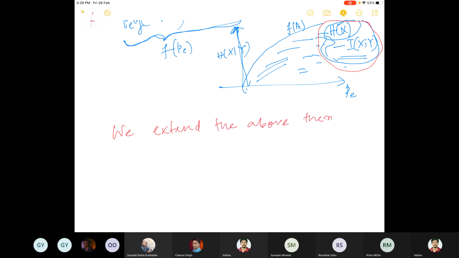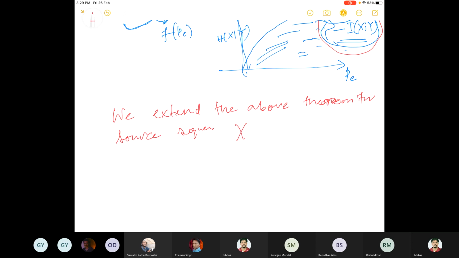Extend the above theorem. Theorem for source sequences. Let's say you are sending x to the power l and y. Earlier I had written x bar to the power capital N, and here I am writing x bar to the power l, and I'll tell you why in a little while. So this is a source sequence, a sequence of source symbols.